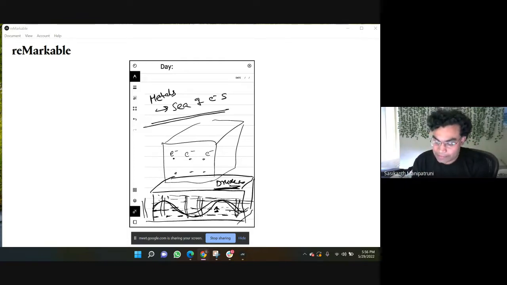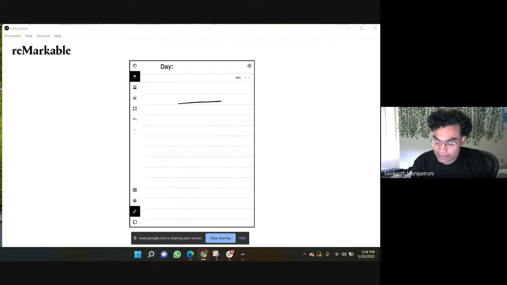In a ferromagnet or a magnet, these free electrons are still free, but they are all well behaved. They're all pointing in the same direction.